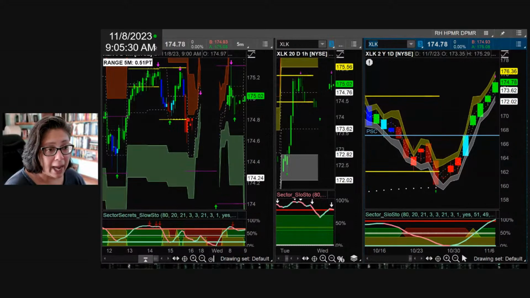Now, XLK is really the king of sectors because XLK is number one weighted in the NAS, number one weighted in the ES, and number two in the Dow.